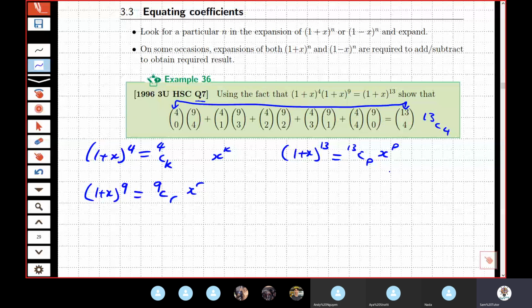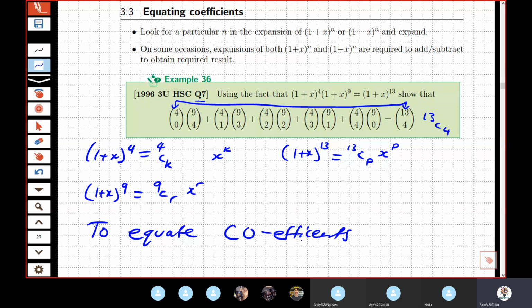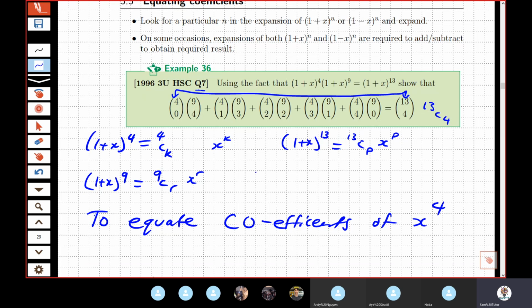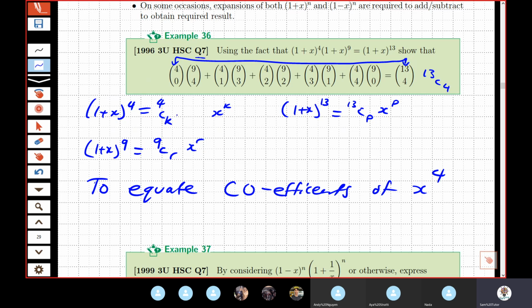So it is telling you to equate coefficients, not like the other questions that told you to find the coefficient of this. It's not giving it to you, but you have to realize to equate coefficients of x to the power of 4. So how do we do these questions? It's always about the one that's by itself. The one that's by itself tells you the coefficient you're trying to equate. Does that make sense?